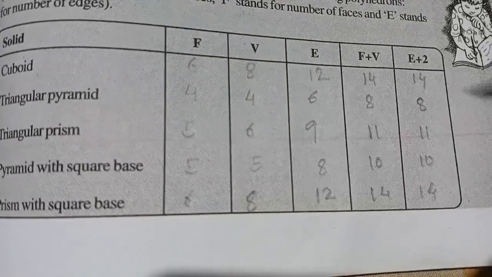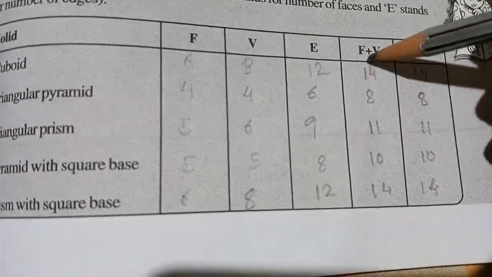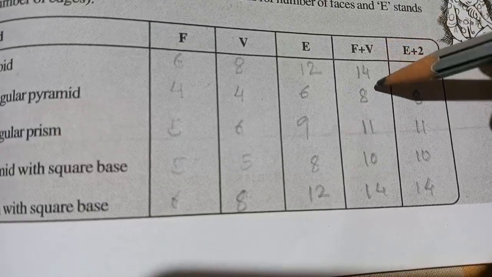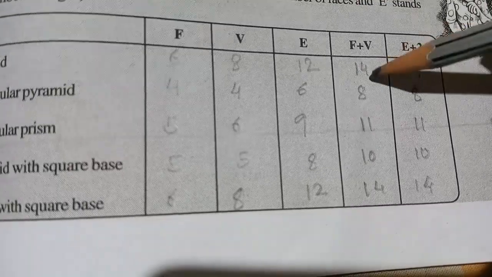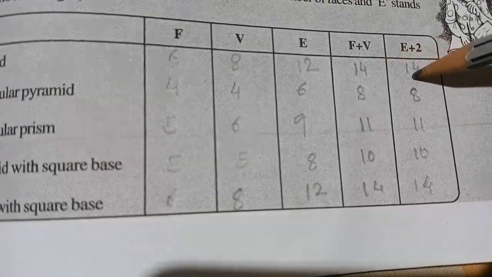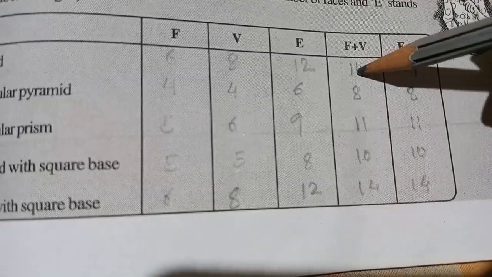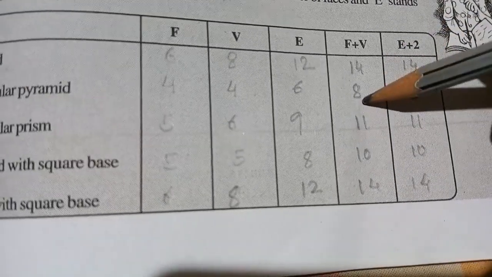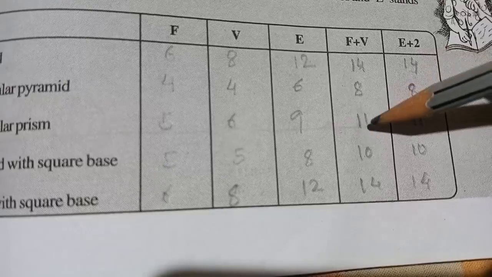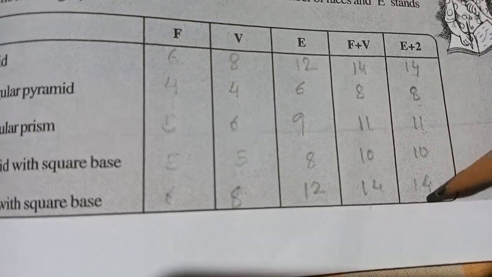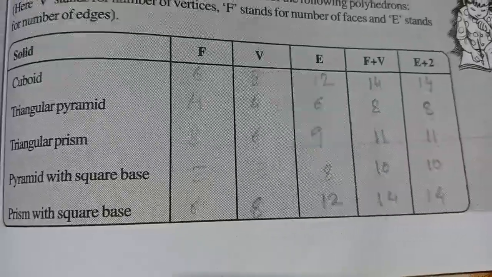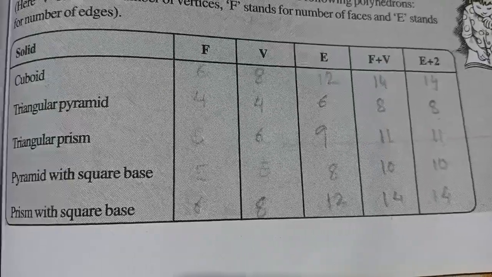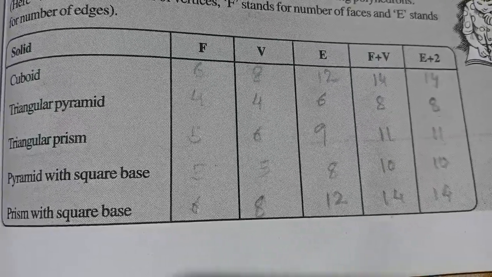Now see, after adding, what is the result? F plus V, that means faces plus vertices, is 14, and edges plus 2 is also 14. Here you can see both the quantities are equal. F plus V is equal to E plus 2. Here also: 8 and 8, 11 and 11, 10 and 10, 14 and 14. So these two relations are equal to each other, and they conclude one new type of formula. Let us see what it is on the next page.